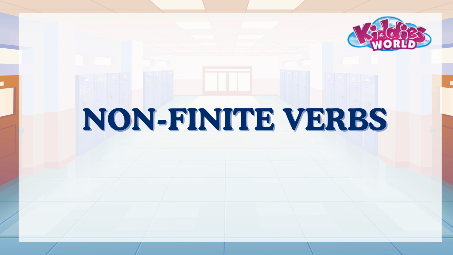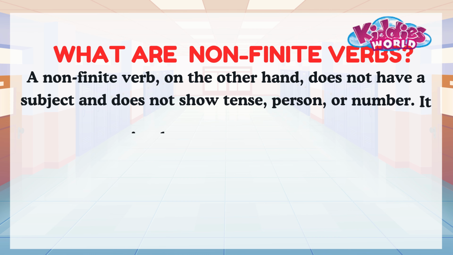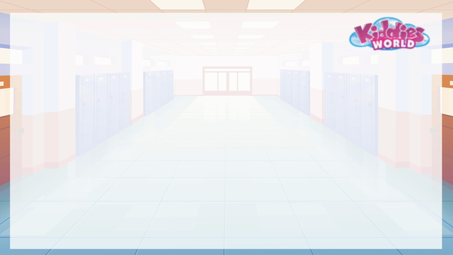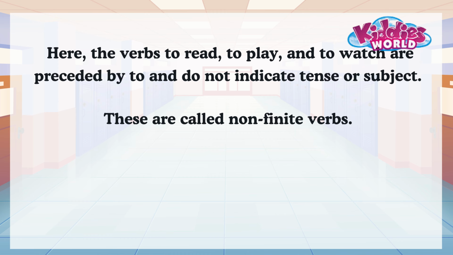What are non-finite verbs? A non-finite verb, on the other hand, does not have a subject and does not show tense, person, or number. It simply expresses an action. Look at the sentences given. Here, the verbs to read, to play, and to watch are preceded by to and do not indicate tense or subject. These are called non-finite verbs.